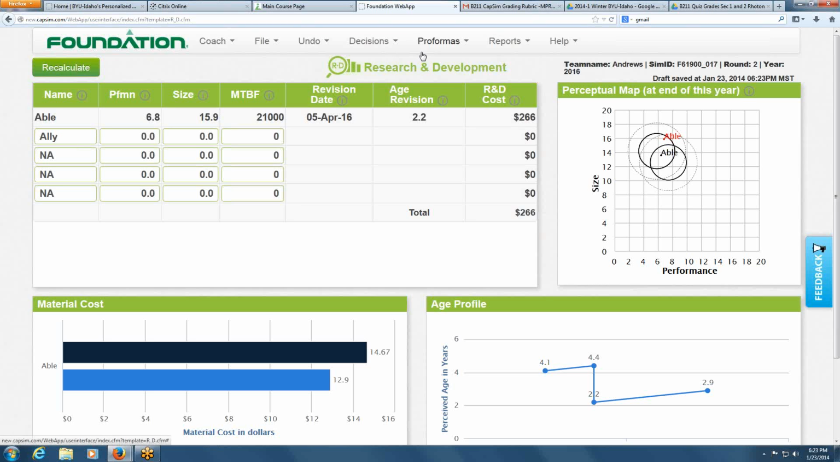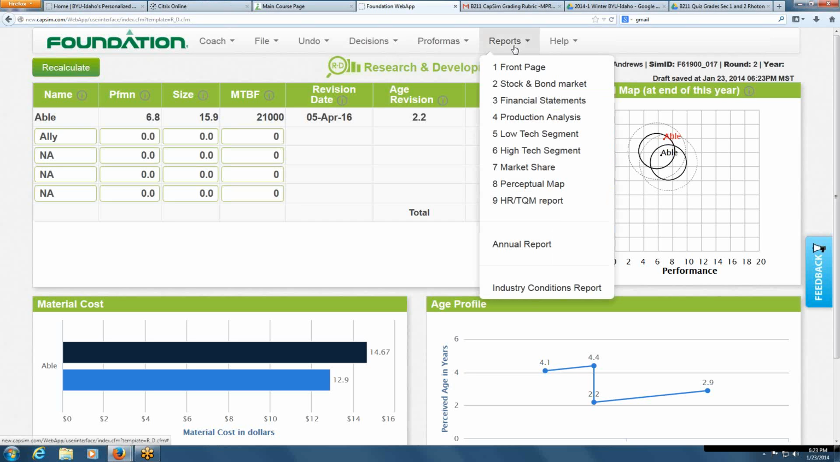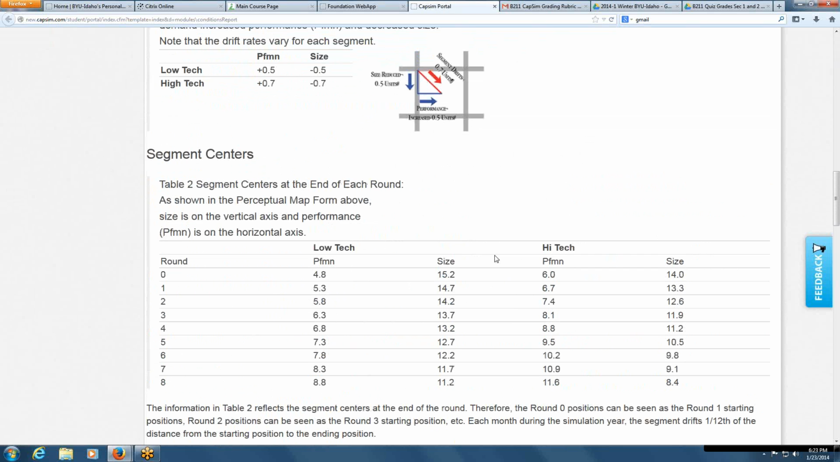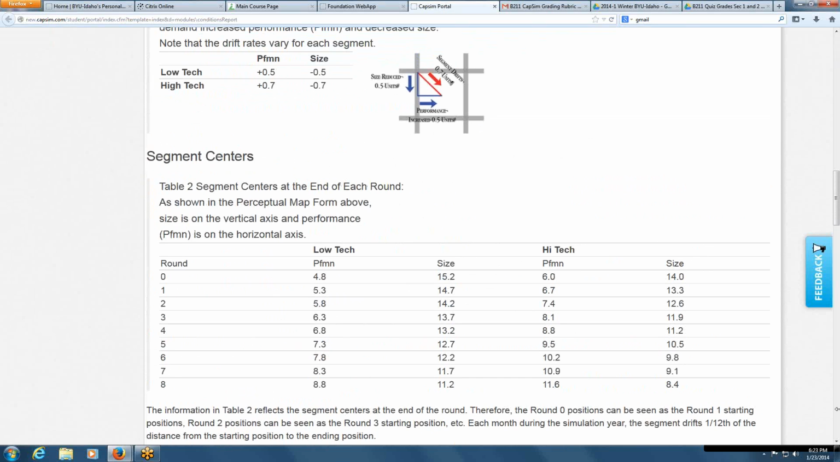The next thing you can do is, since you're in round 2, you can go to your reports, go to your industry condition reports, and if you scroll down, it will have a kind of Excel spreadsheet thing right here that tells you what every performance and size should be for every round. So for the high tech, for round 2, I want it to be 7.4 in the high tech and 12.6 for the size. If I wanted to build one in the low tech, then I'd go by that.